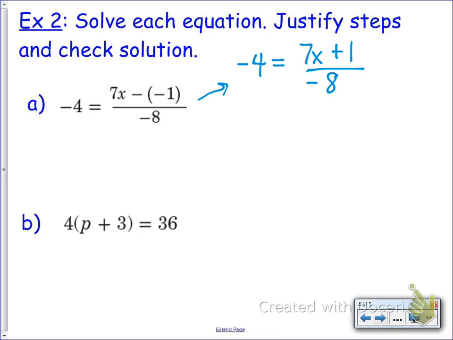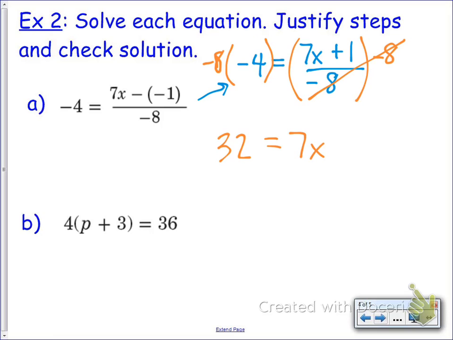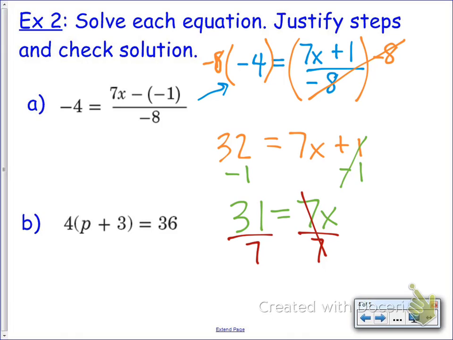So let's undo these things backwards. How do we undo divide by negative 8? So we're going to times both sides by negative 8. And so when I multiply the negative 4 by negative 8, I get positive 32 equals 7x plus 1. So now I need to keep going backwards. So the thing I want to undo now is the plus 1. I'm going to minus 1 from both sides. So now I have 31 equals 7x. Now I need to undo the times by 7, so I'm going to divide by 7.